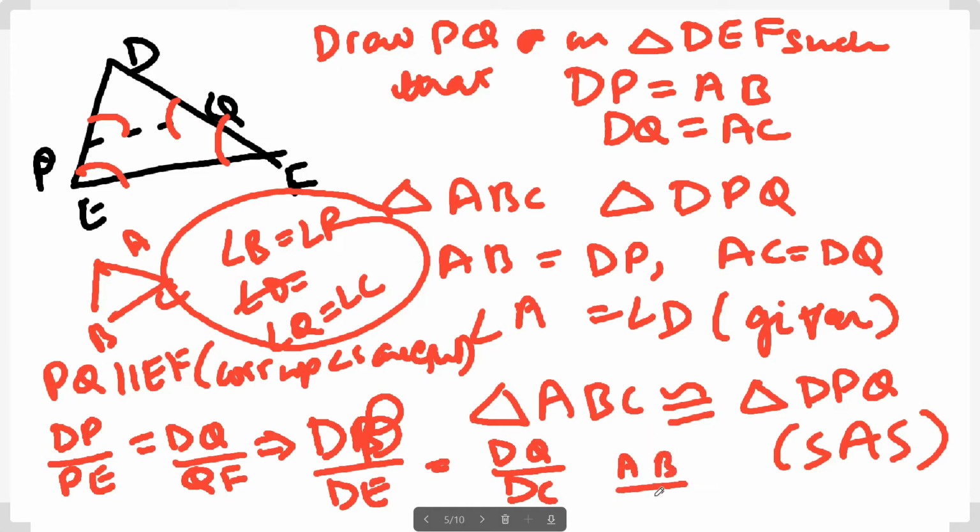AB by DE is equal to AC by DC. This is not, this is F. Okay? So AB by DE is equal to AC by DF. AB by DE is equal to AC by DF. Okay. Now AB by DE. So similarly, we can do it for other sides as well.